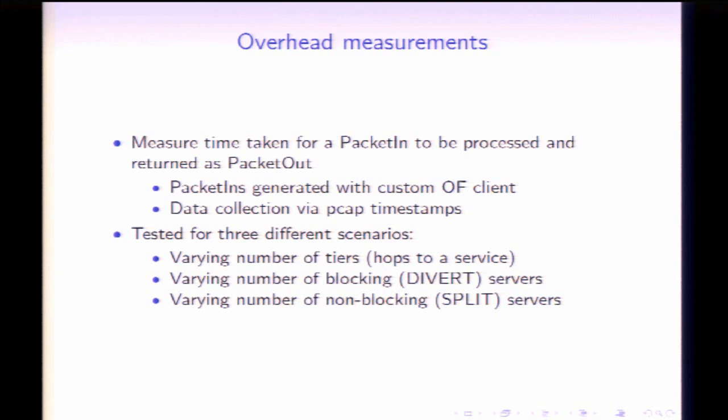3 different scenarios were tested. The first one was multiple tiers, having many hops to get to a service, and the 2 different types of client directives that involve having the message be escalated to a server.